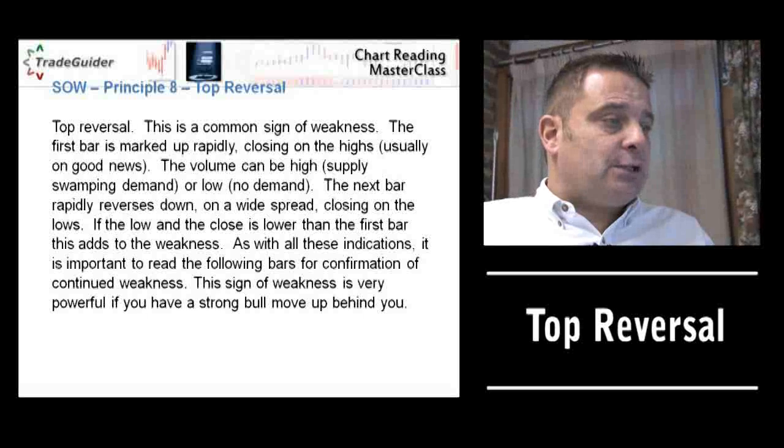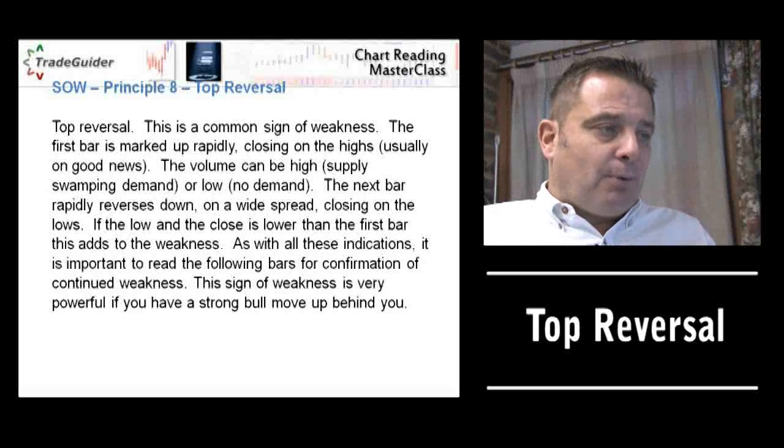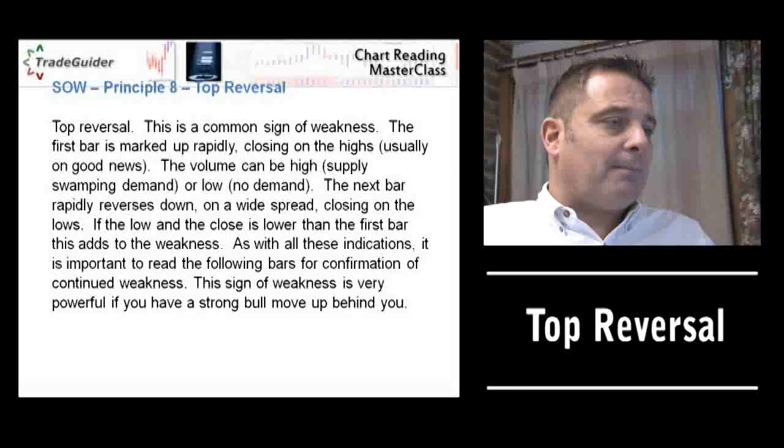As with all these indications, it's important to read the following bars for confirmation. This is important. This sign of weakness is very powerful if you have a strong bull move up behind you.